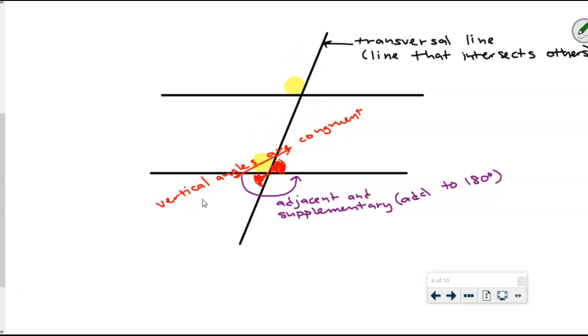Mappa. These are corresponding angles. I can take this angle and literally translate it straight up and it will land on the other one. So this angle here will translate up here, making it corresponding angles.